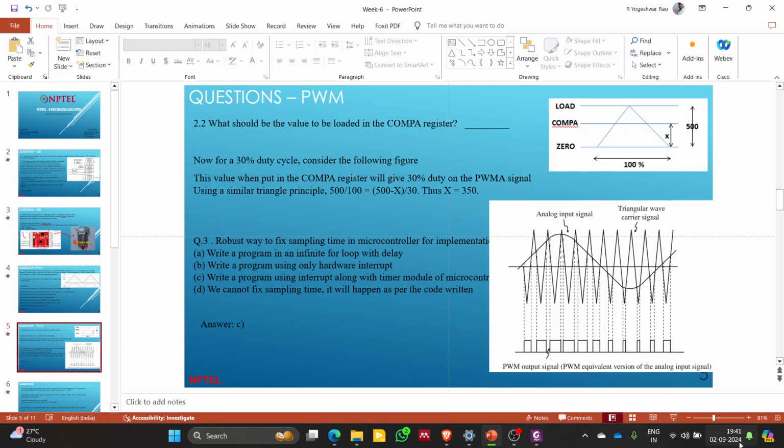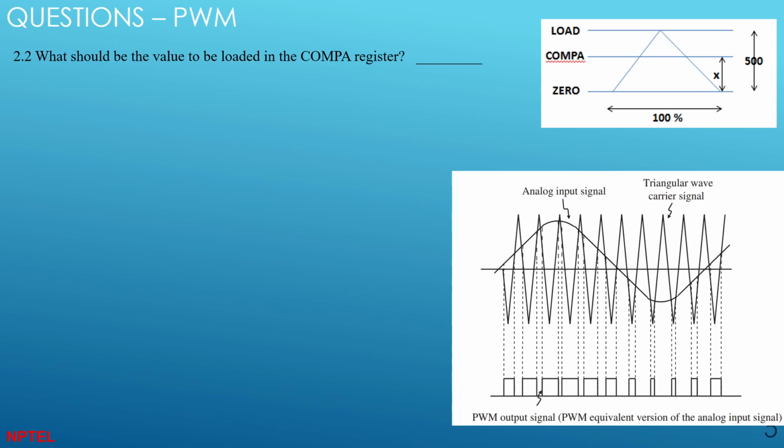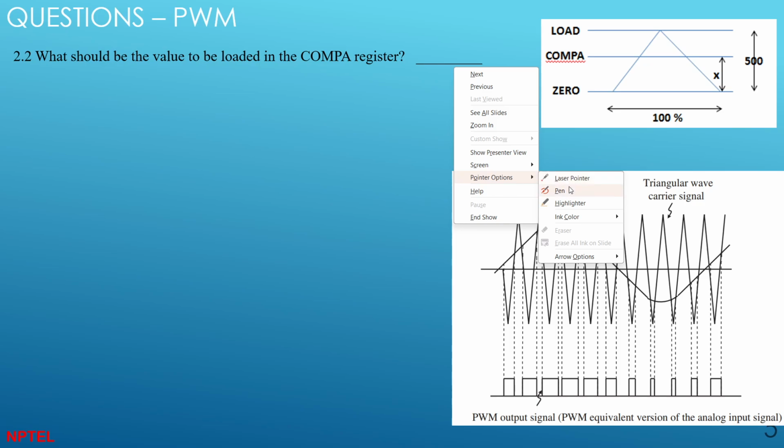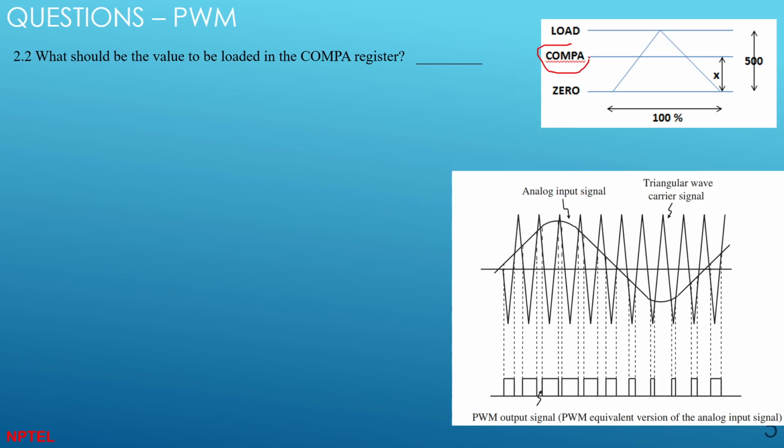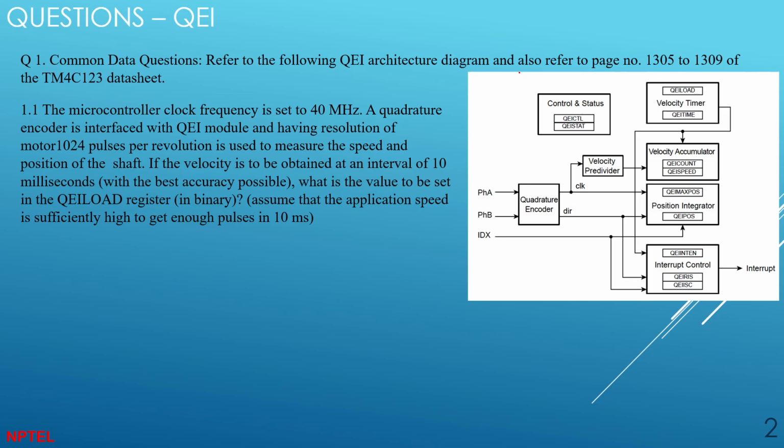Let's just move on to the duty cycle part. The follow-up to the next question is: what should be the value of comp A? So this is comp A. I'm telling you about the register level programming here.